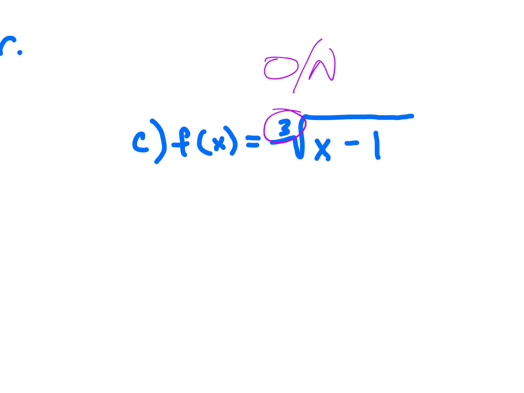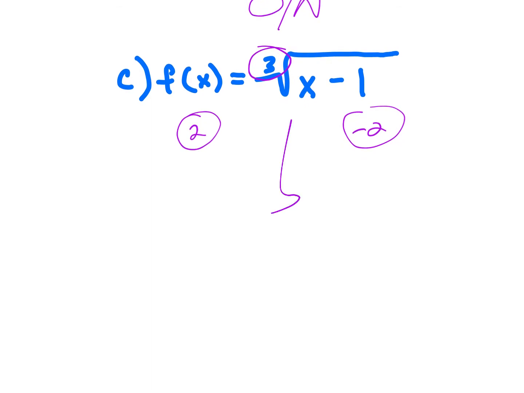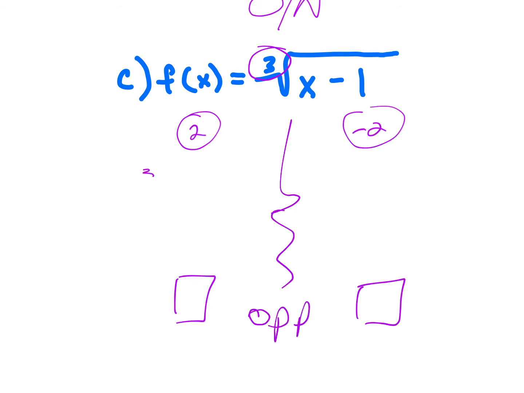2, negative 2, 3, negative 3, whatever you guys want to do. Okay? If I think it's an odd function, the answer should be what of each other? Opposites, good. All right, so I have the cube root of 2 minus 1. Agreed? So I get the cube root of 1. All right. What is the cube root of 1? 1.